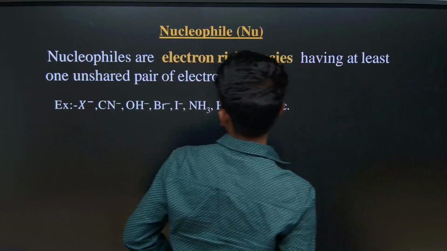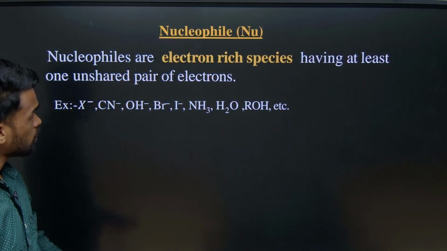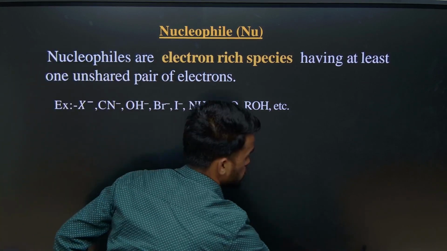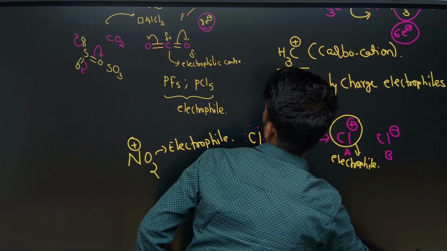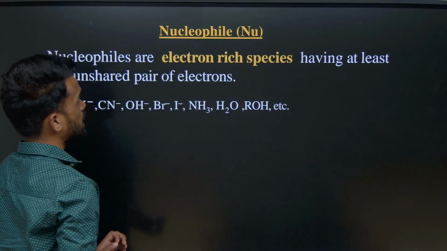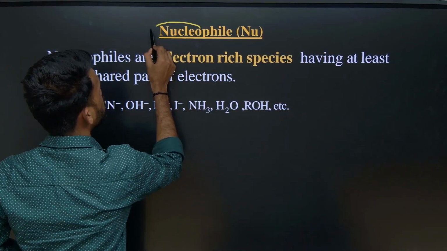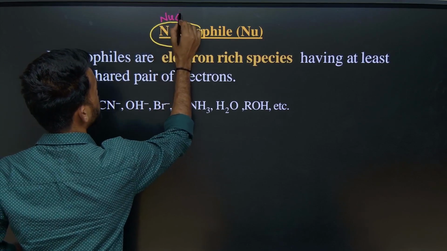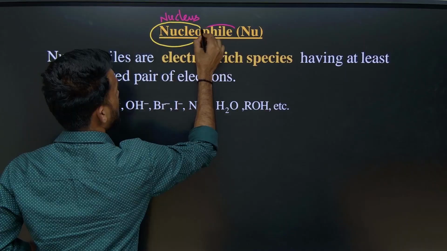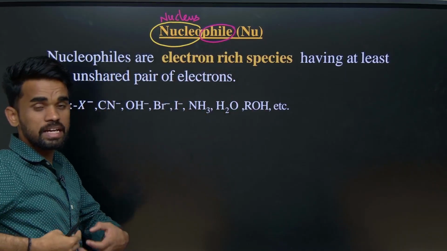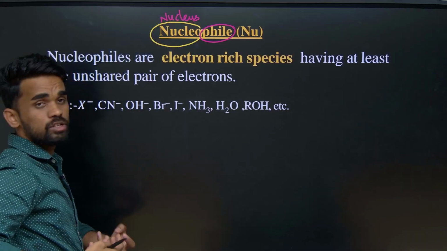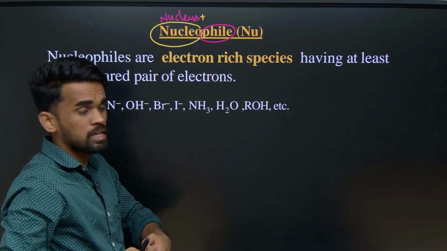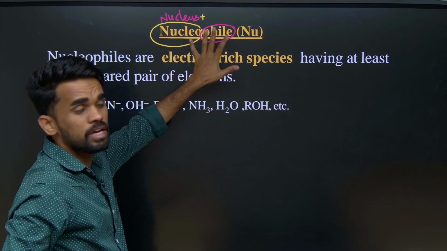Okay. Now what about nucleophile? We discussed electrophile in the last class. So here we have nucleophiles. What exactly is a nucleophile? Nucleo is nothing but nucleus. Phile, as I already told you, means love or affinity towards the nucleus. The species which has affinity or love towards the nucleus is considered to be a nucleophile.